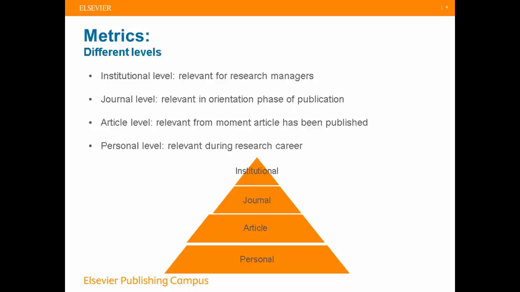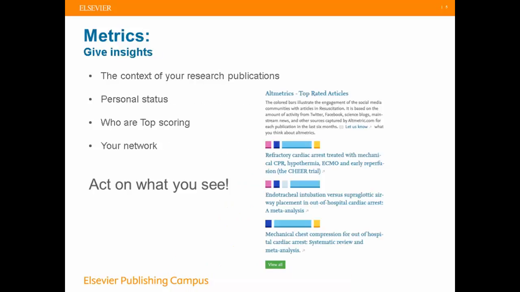The next one is the article level, which is mostly relevant from the moment your article has been published, because then you're interested in what is going on with the article that I published, but probably also how do I compare to other articles in my field. And last but not least, the personal level, and that's relevant during your whole research career, because this personal level is basically adding up all your articles during your research career with all their relevant metrics.